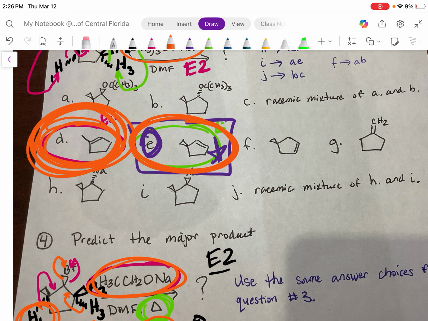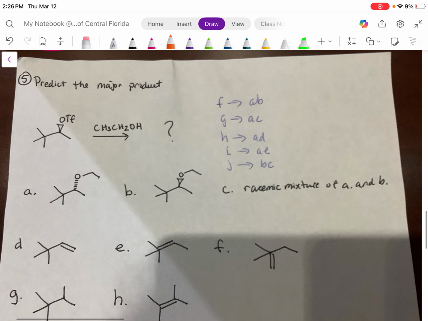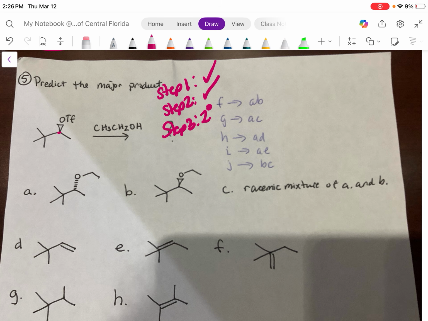And then the last question right here. Let's go through the process. Step 1, we have a good leaving group. Step 2, that is sp2. Sorry, that would be sp3. And then step 3, that is a secondary. So with that information, we know we can do this reaction, and all 4 mechanisms are on the table.